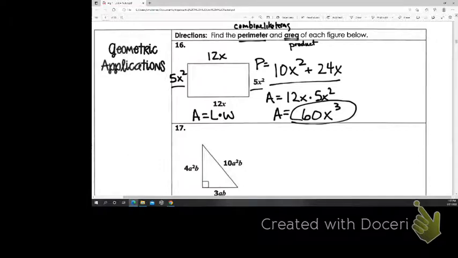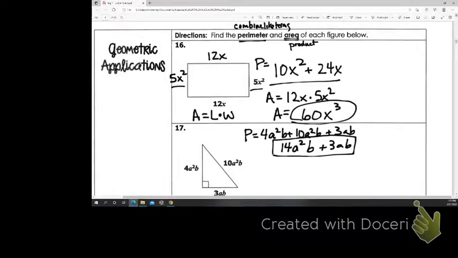Triangle, perimeter, add up all the way around. So we are trying to add 4a squared b plus 10a squared b plus 3ab. Now, one of these things is not like the other. One of these things doesn't belong. Nobody used to watch Sesame Street. I'm so sad. So a squared b, and then the 3ab would stay by itself. Still part of the answer, still part of the perimeter, but it can't combine with the other two because it doesn't have a second power.